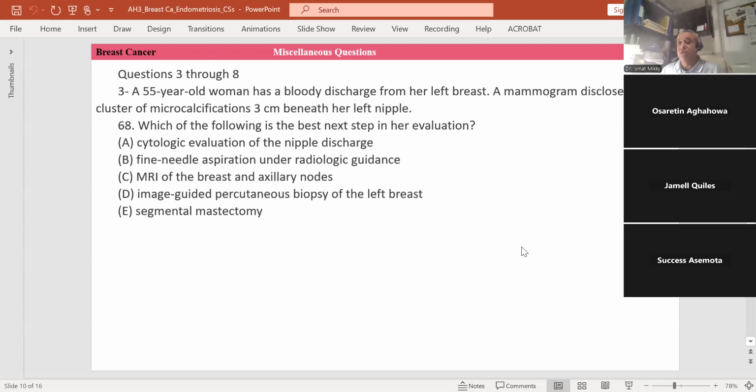So we have here also a 55-year-old woman who has a bloody discharge from the left breast, and the mammogram revealed a cluster of microcalcifications, about 3 centimeters in size, beneath her left nipple. Which of the following is the best next step in evaluating her medical condition?